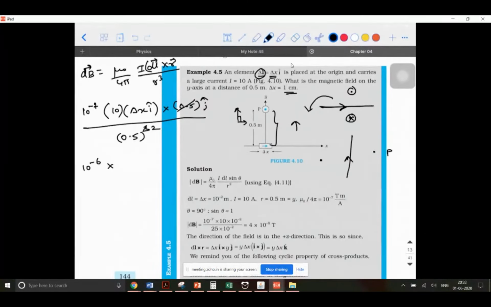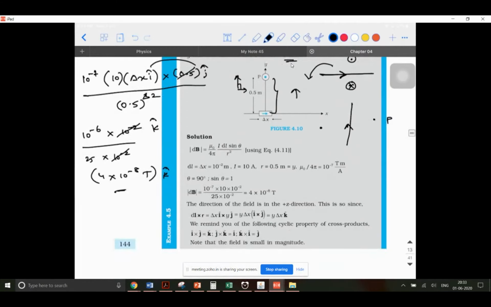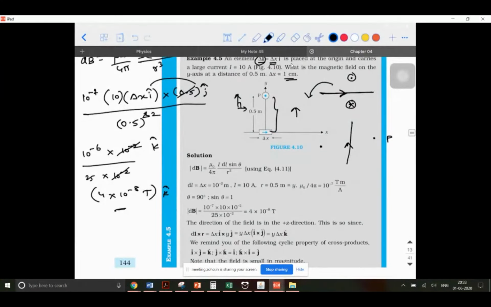So 10 power minus 6 into delta x is 10 power minus 2 into, what is i cap cross j cap? It is going to be k cap. So k cap, the whole divided by 25 into 10 power minus 2. Right. So again doing the same procedure, I'll get it as 4 into 10 power minus 8 Tesla, and it is in the direction of k cap. So are you clear with these two ideas?